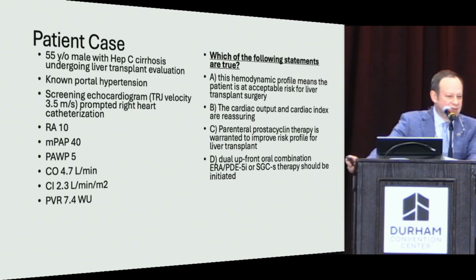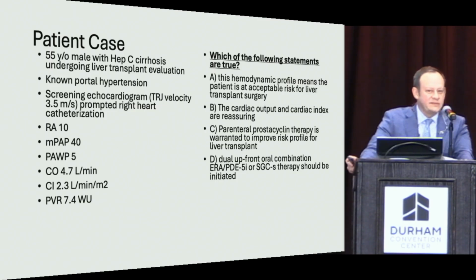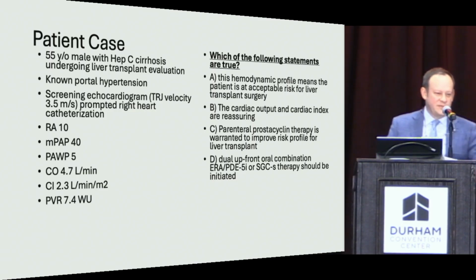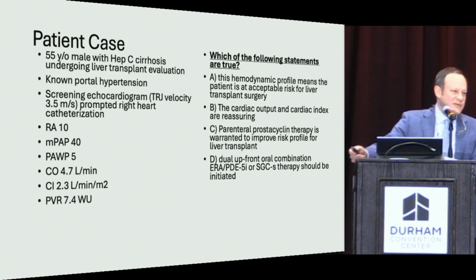Okay. C, parenteral prostacyclin therapy is warranted to improve risk profile for liver transplant. All right, good. And then D, dual upfront oral combination therapy with ERA, PDE5, or sGC stimulator therapy should be initiated. Okay. So I think there's some room for debate in this.